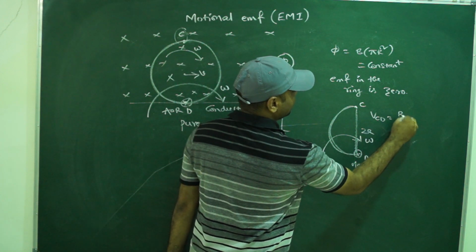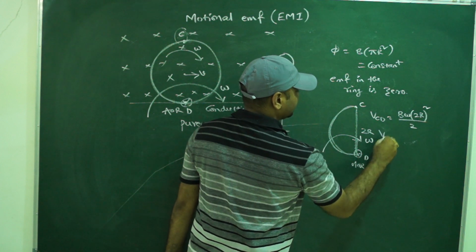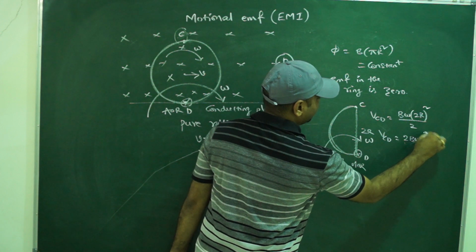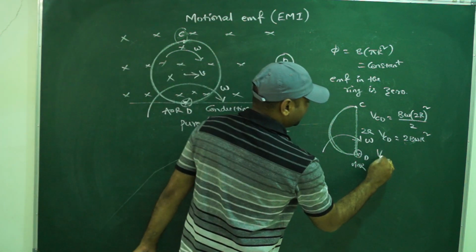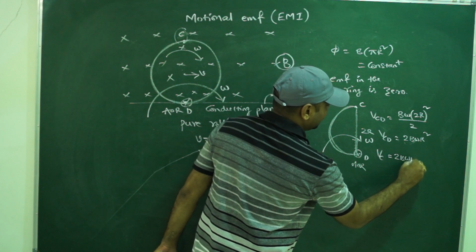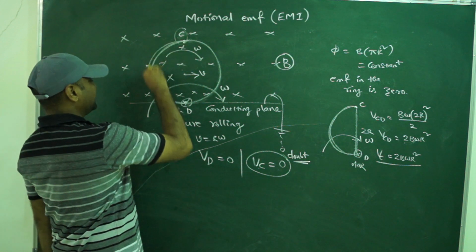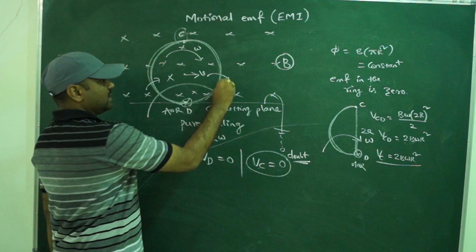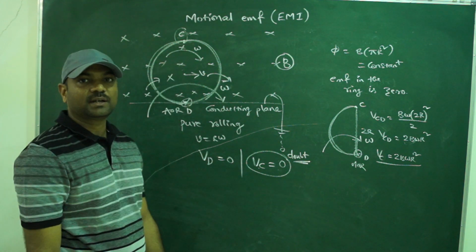Then what is the potential difference? V_CD is equal to B omega (2r) whole squared by 2. Then V_CD is equal to 2B omega r squared. As I have taken the potential at the D point as 0, the potential at the C point is equal to 2B omega r squared. So there is a potential at the C point. The EMF on this side and the EMF on this side both create the same EMF, so both EMFs will cancel out, the net EMF goes to 0, and the net current in the circuit goes to 0.